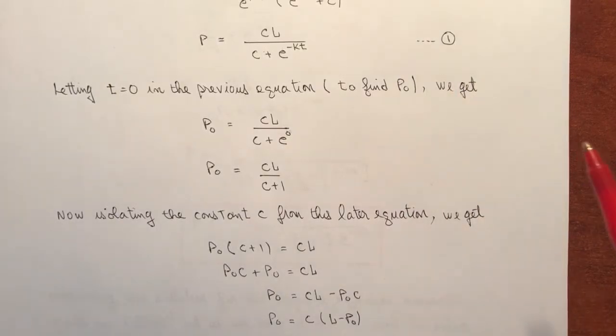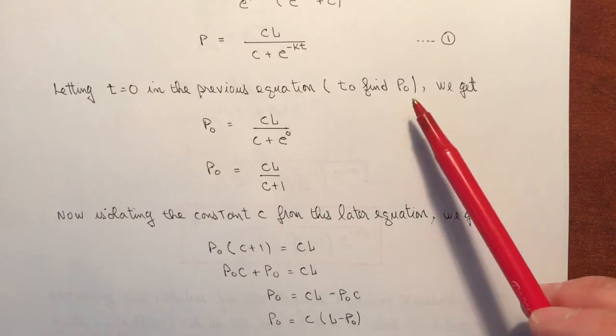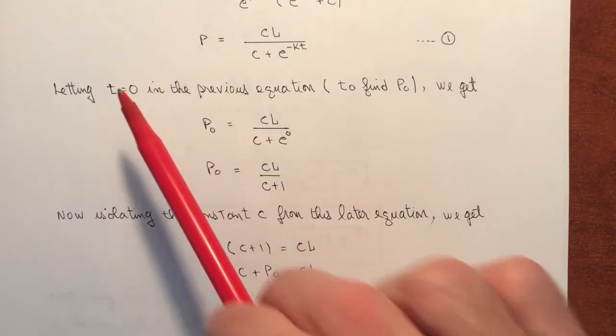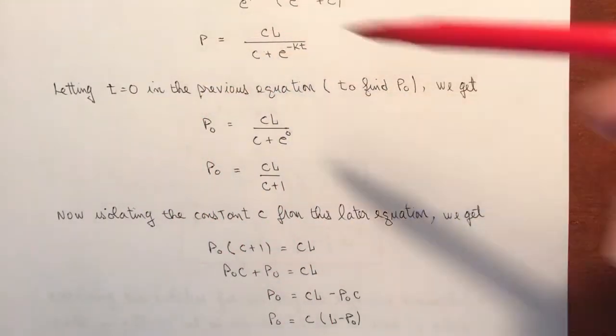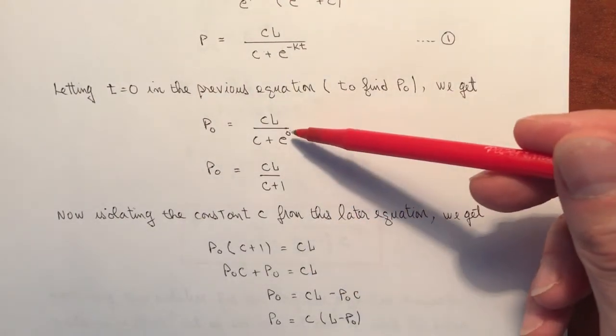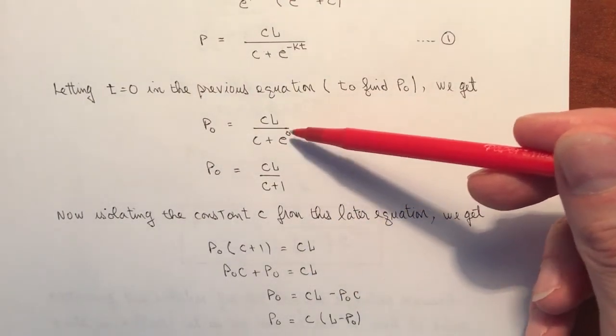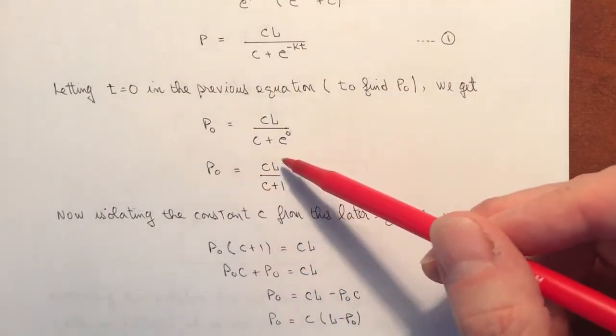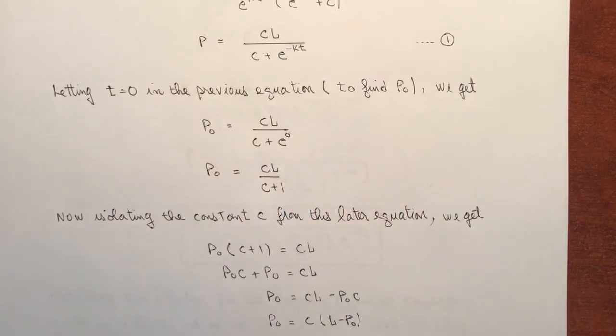So I'd like to introduce P0 in there. I'm going to let P0 be the population at time 0. So I'm going to let t equal 0 in this equation. The only place where there's a t is the exponent of e, so e to the 0 is 1. So P0 is cL over c plus 1.